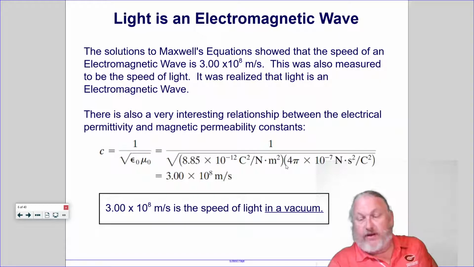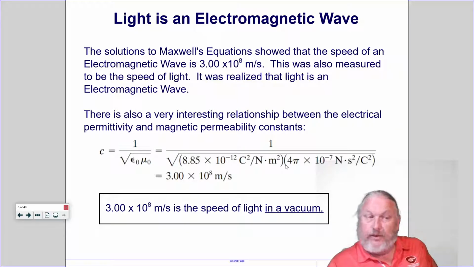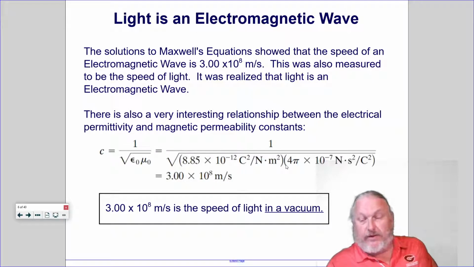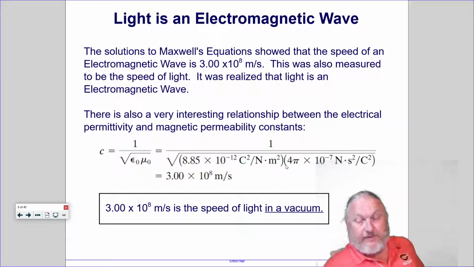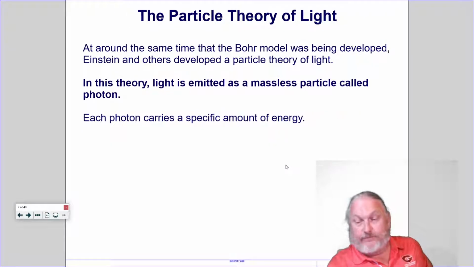Again, just for fun, the solution to Maxwell's equations shows that the speed of an electromagnetic wave is 3 times 10 to the 8th meters per second. This was also measured to be the speed of light. So we realize that light is an electromagnetic wave. There are interesting relationships between the electrical permittivity and the magnetic permeability constants. If you multiply those together, guess what you get? 3 times 10 to the 8th meters per second, the speed of light in a vacuum.